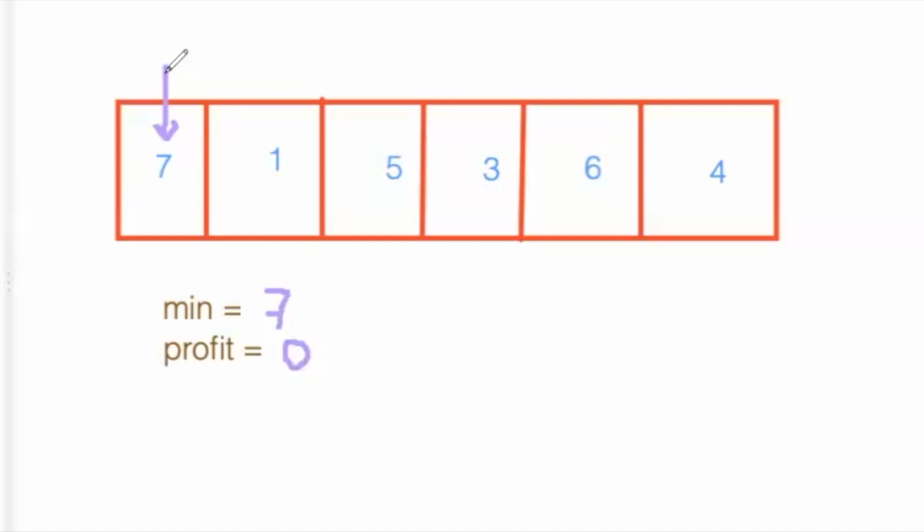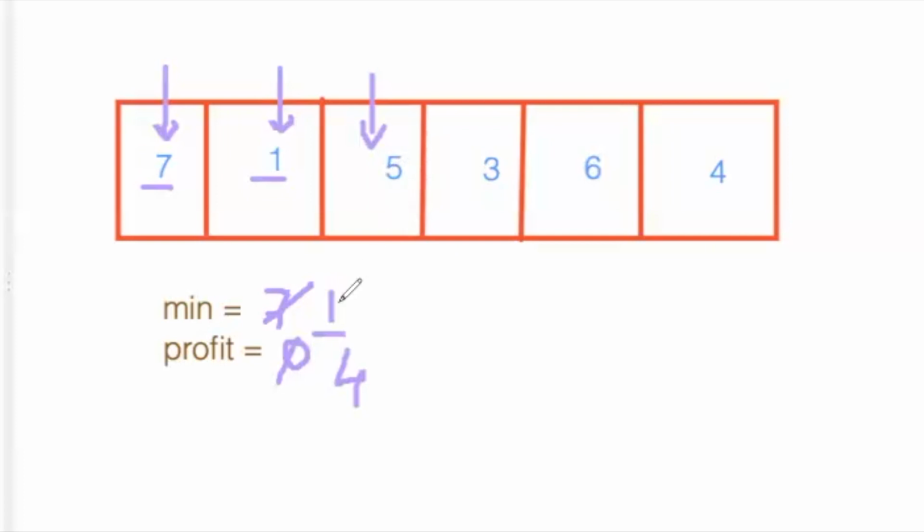Now our pointer moves to the next one. We find out that this is even smaller than the previous one. If it is smaller than the previous one, we replace the minimum with 1. The profit still remains as 0. Now we move to the next one. We see that this is not lesser than 1. Hence, profit is going to be achieved. So in this case, we subtract 5 minus 1, or 5 minus the minimum value, to find out the profit. In this case, it becomes 4.